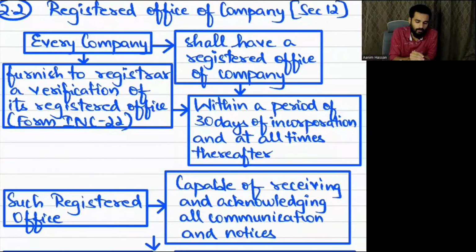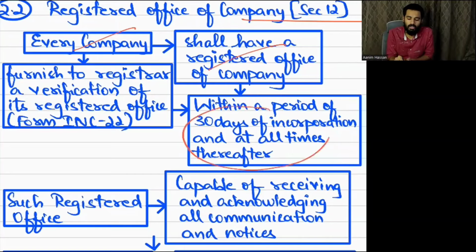So what are we going to see? First we will revise registered office. Every company should have a registered office? Yes, within 30 days of incorporation. And a company also should do verification. Yes, the company should furnish to the registrar so that verification can be done. This will be done in Form INC 22.